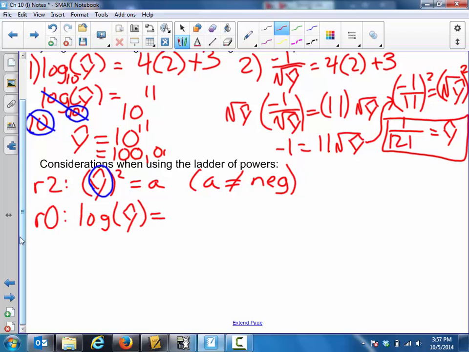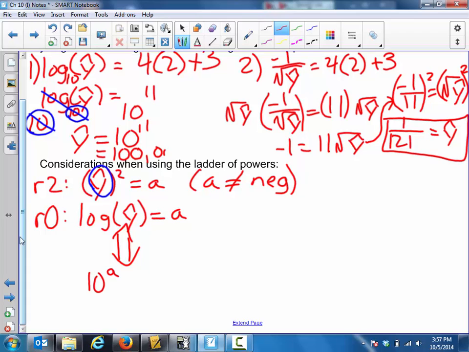All right, let's say I looked at rung 0 here, and I had the log of y hat equals some constant. Well, remember, log, whoop, that's sloppy.